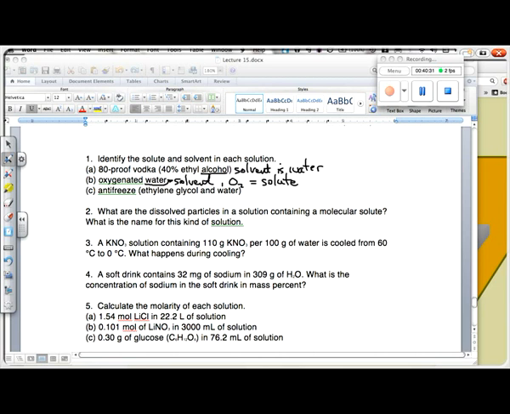Antifreeze. Now, I can't remember what they sell. I think it's around 30% ethylene glycol. This is a fun set of solutions to work with. But anyway, with 30% ethylene glycol, water is your solvent, and the ethylene glycol is your solute. What are the dissolved particles in a solution containing a molecular solute? Those would be molecules. The name for this kind of solution will be a non-electrolyte solution.